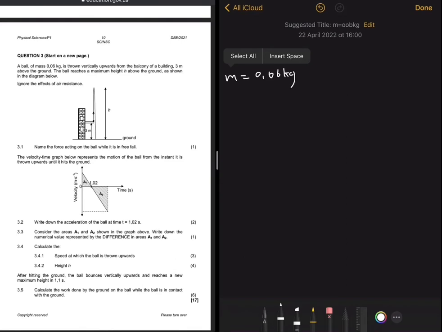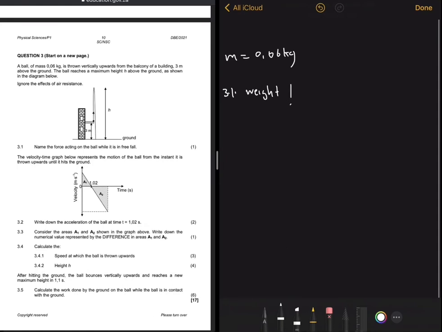Hopefully you can see the diagram on the left hand side, and then it says ignore the effects of everything. That's what we always do. And then 3.1, it says name the force acting on the ball while it is in free fall. If an object is in free fall, the only force acting is weight, right? Or you might want to call it a gravitational force. Whatever floats your boat in that way. So there we have it, a gravitational force.